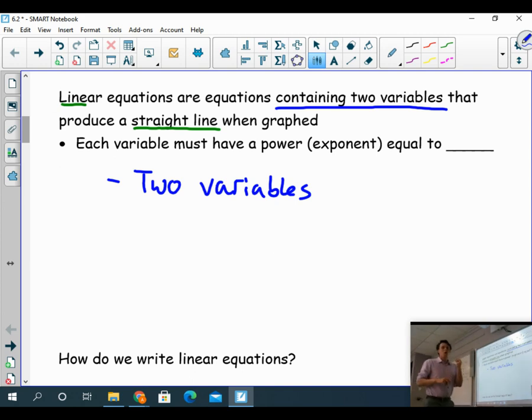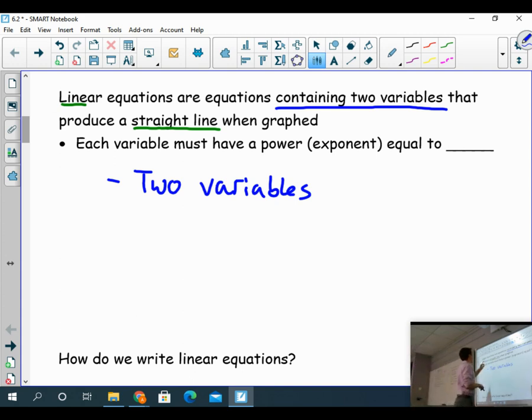What I'm referring to is when we are looking at a specific equation with numbers plugged in, are there two variables present? We don't want more, we don't want less. If we have less, that is going to be a point. If we get into three variables, you're going to get into three-dimensional objects. Two variables is what we want to produce a line.